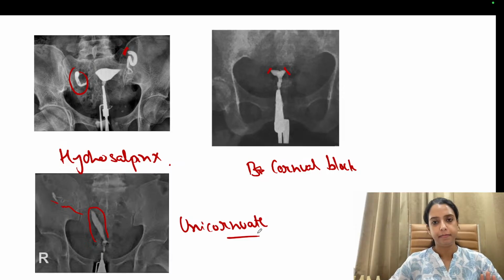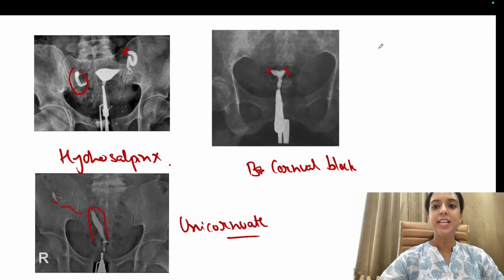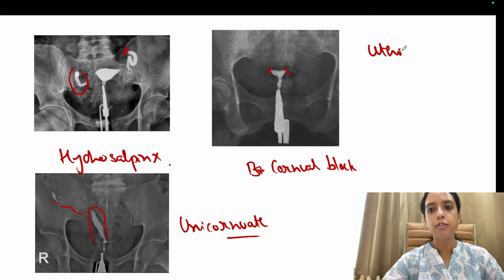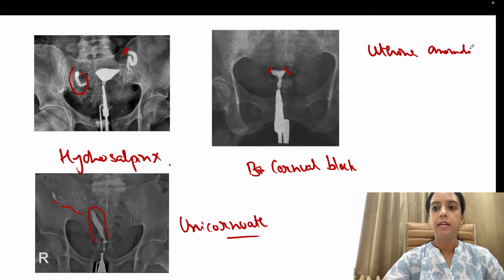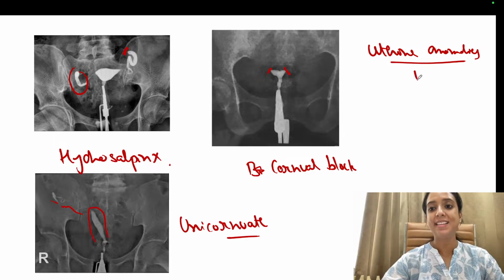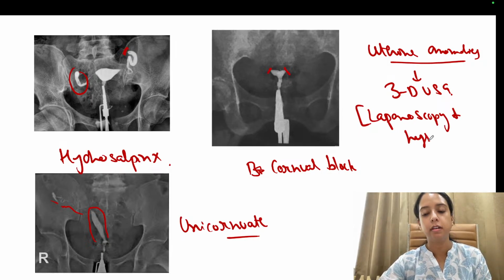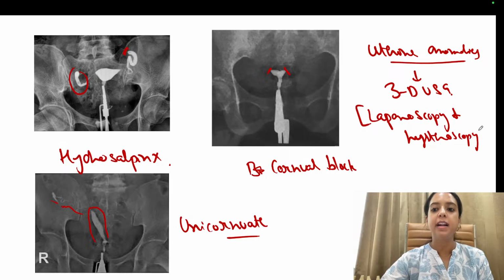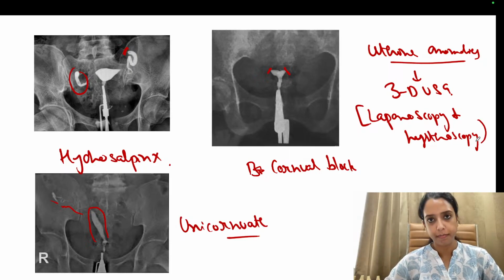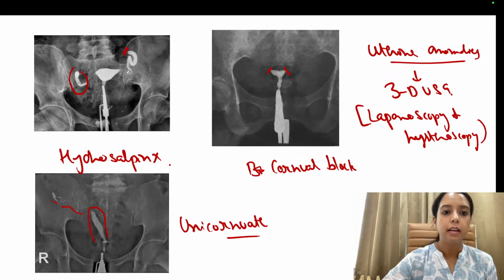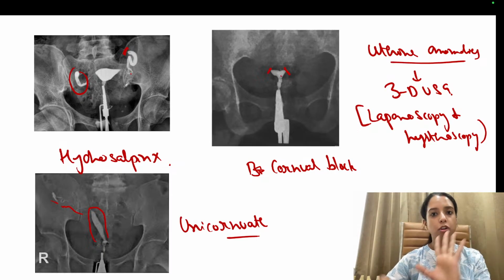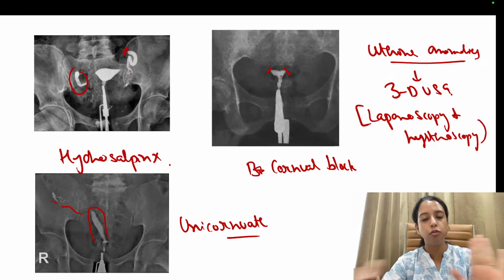Okay? Unicornuate. Now question. HSG does help, but the diagnostic method of choice for uterine anomalies is 3D ultrasound. Remember, previously when 3D ultrasound was not there, the diagnostic method of choice was laparoscopy and hysteroscopy together, but now it has been replaced by 3D ultrasound. Another thing, hydrosalpinx and cornual block are not anomalies. They are different. They are not uterine anomalies.